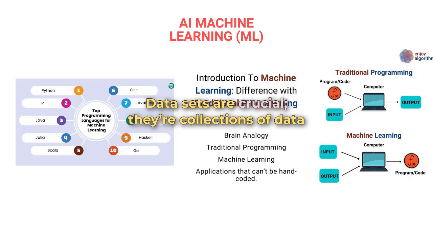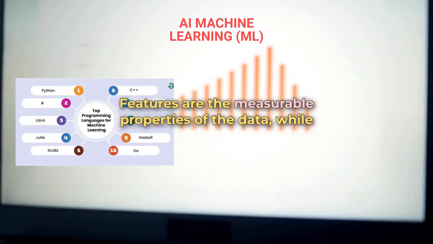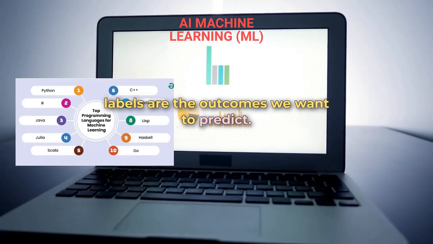Data sets are crucial. They're collections of data points used to train and test models. Features are the measurable properties of the data, while labels are the outcomes we want to predict.